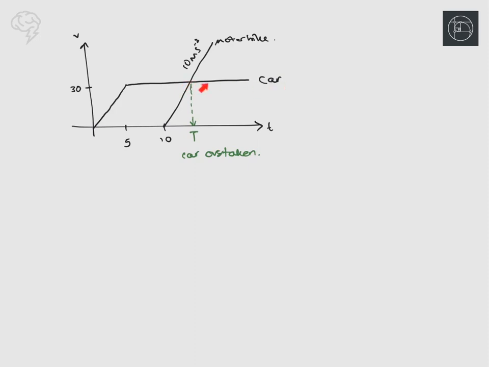The fact that the car is going at 30 meters per second and the motorbike is doing 30 meters per second is not relevant at all. What's happening here is they're going at the same speed, not that they are in the same place. So how do we do this question? Well, we need to know when they're in the same place. That's when the car is being overtaken, and that happens when they've got the same displacement.